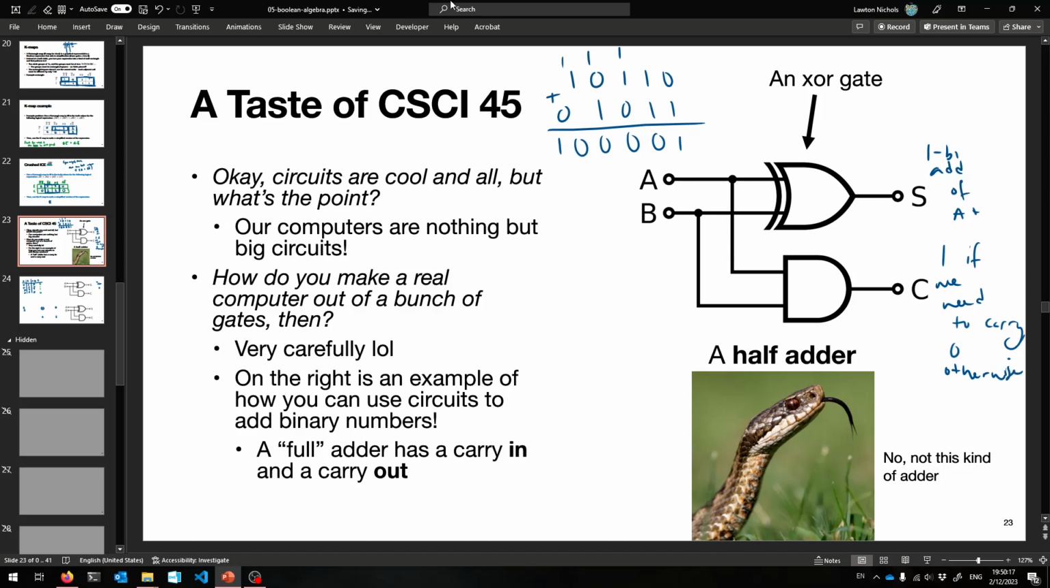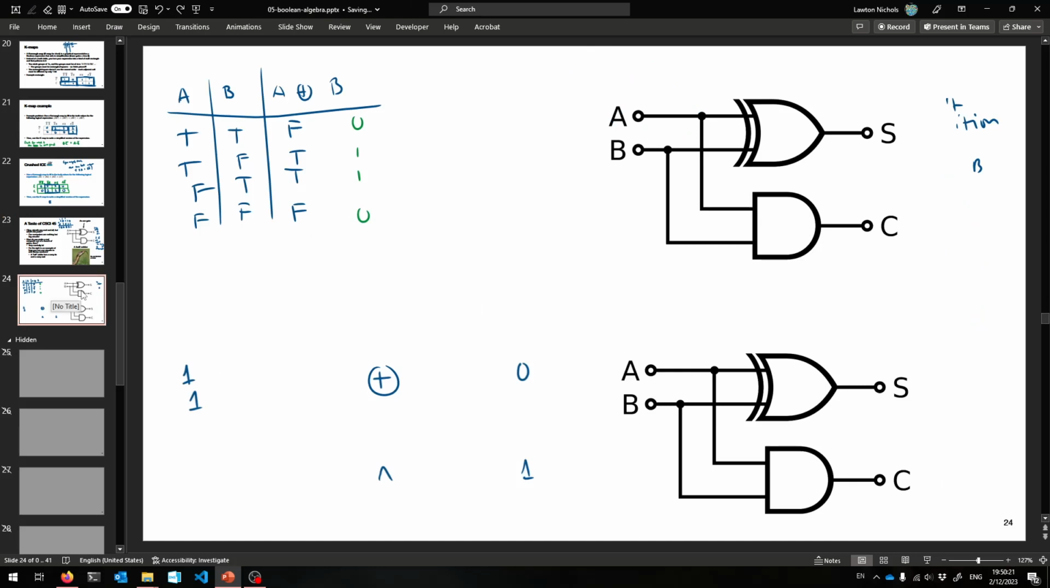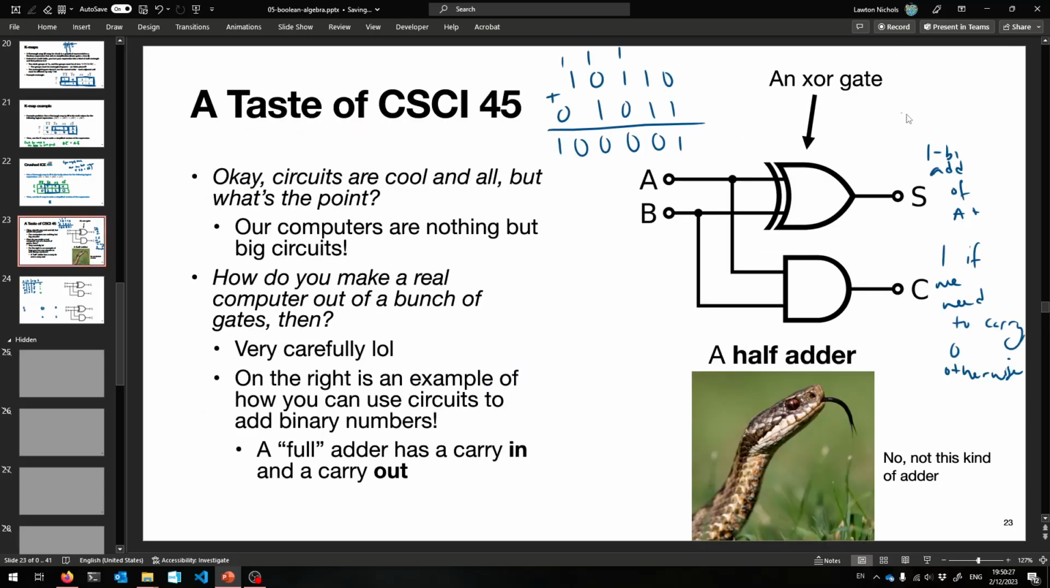And then here's what happens. If we're at this bit, where we're adding the 1 and the 1, that creates... oh no, did it not copy properly? Oh gosh. All right, let me just rewrite it. 1-bit addition of A and B, and 1 if we need to carry, 0 otherwise. Okay, so that's what I wanted to write on this slide.